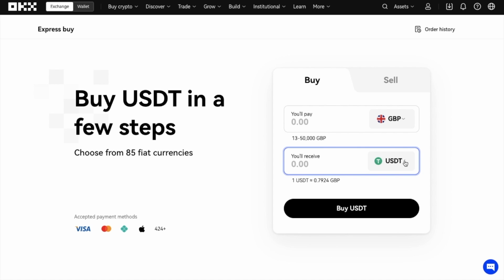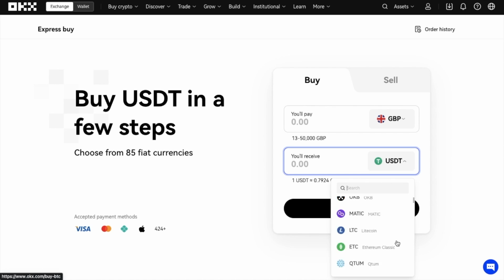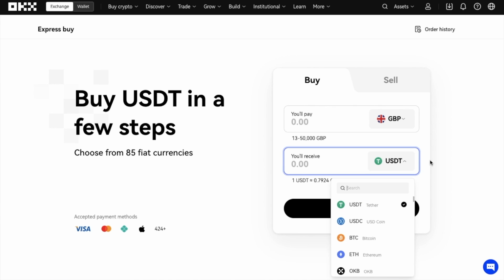For the purposes of today's tutorial, I'm going to be choosing to buy USDT, and that's a stable coin, a crypto that's pegged 1-to-1 to the US dollar, and therefore it's most like buying crypto with USD. However, as you can see, you can also buy the likes of Bitcoin, Ethereum, USDC, and their own OKB token.